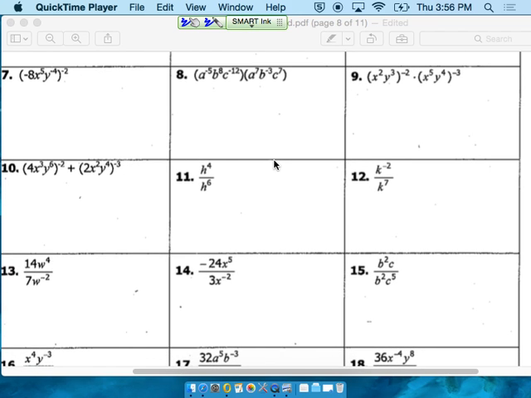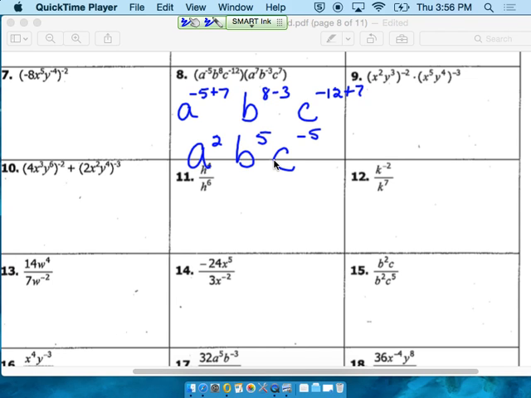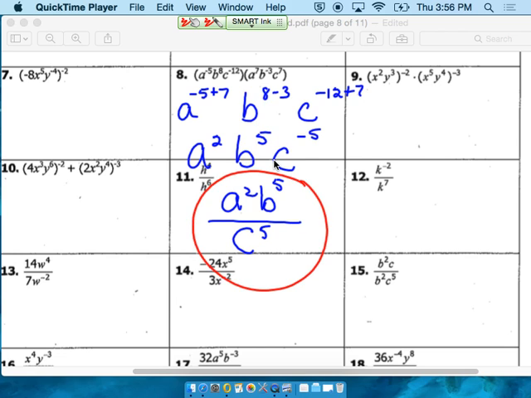Let's look at number 8. So in a problem like number 8, one thing you could do before you deal with the negative exponents, you could apply the property where when the bases are the same, you add the powers. So I would have negative 5 plus 7. I could write b, and that would be 8 minus 3. And then c would be negative 12 plus 7. This is just one option. So you end up with a squared, b 5, c negative 5. And then you would rewrite this so that all of the exponents become positive, and this would be your simplified answer for number 8.